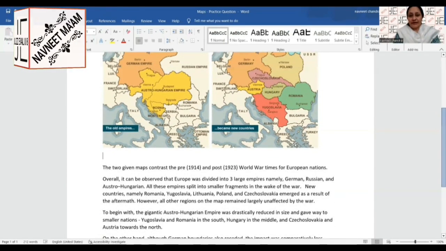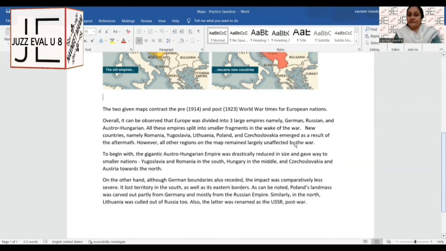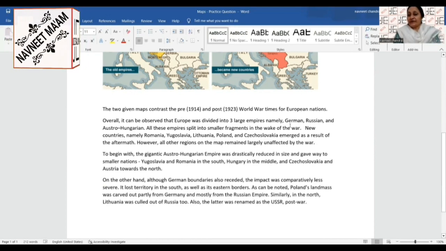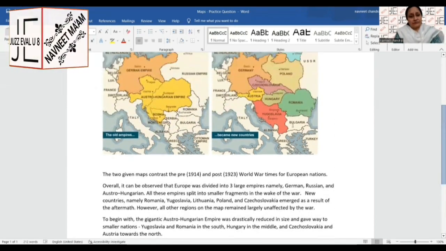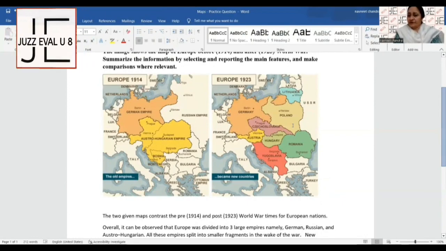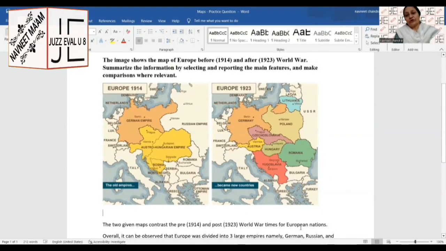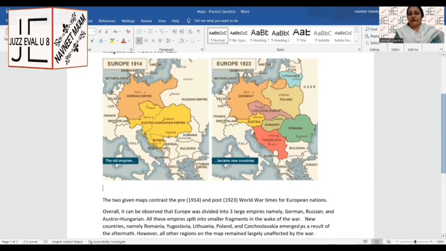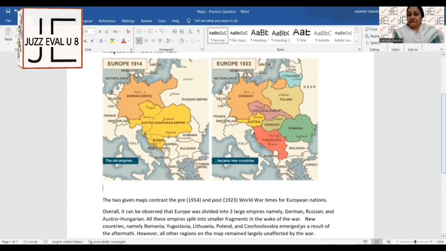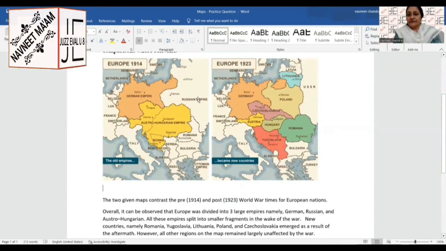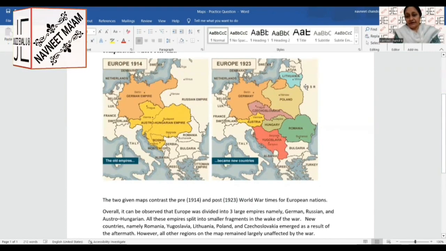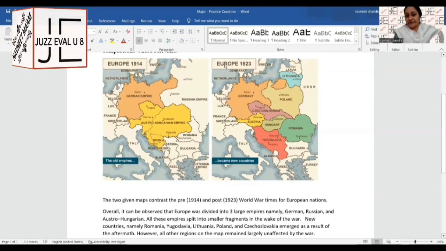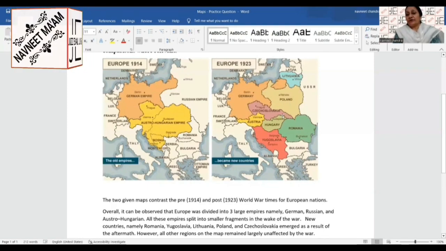You have to make those 4 paragraphs, beginning with the introduction. So if you can see, there are two maps. So instead of writing before and after, we can write pre and post World War times for European nations. So what is the overall observation? When we looked at the two maps, what did we observe? We observed these three empires. Basically, that's the main thing. And what changes have come about after the war? That is, in Europe after 1923.